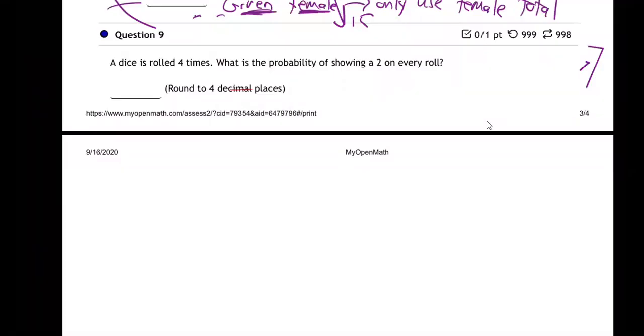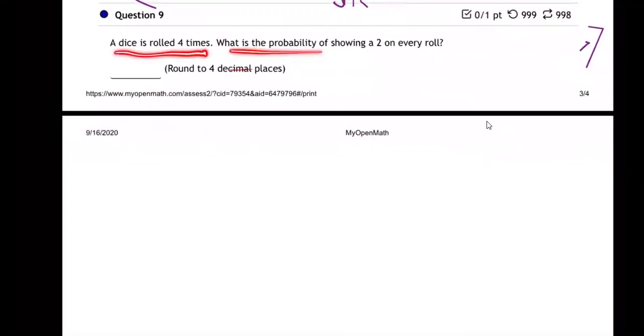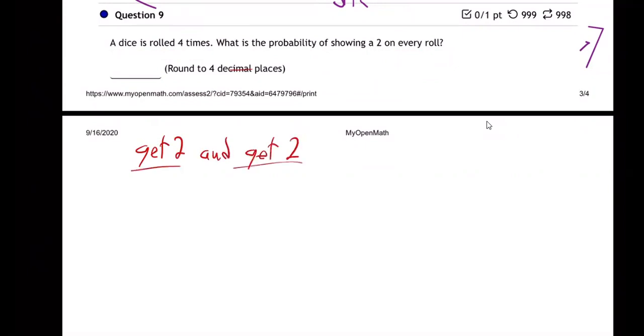Okay, so a die is rolled 4 times. What's the probability of showing a 2 on every roll? So what's the probability of getting a 2 on every roll? So we want to get a 2 and get a 2 and get a 2 and get a 2.